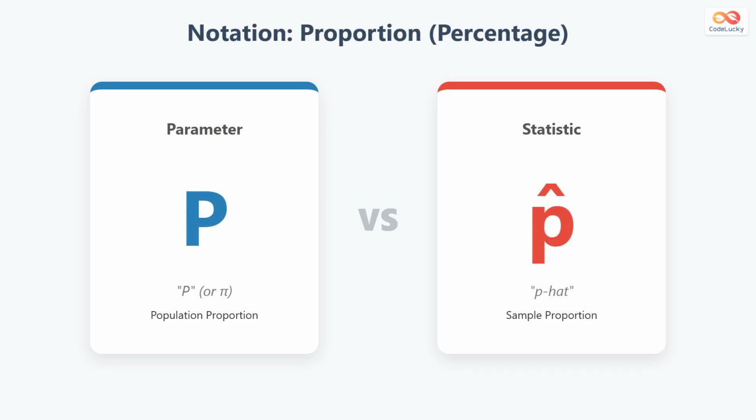Finally, for proportions, which usually represent percentages or fractions of a group. The population proportion is denoted by a capital P. Sometimes the Greek letter pi is used, but P is very common. The sample proportion is denoted by p-hat. That is the letter P with a small caret or hat symbol on top.